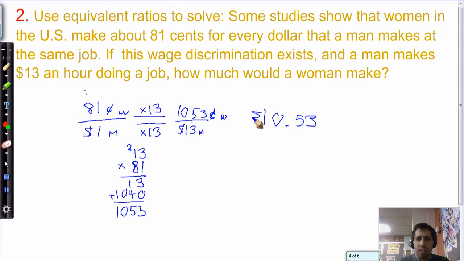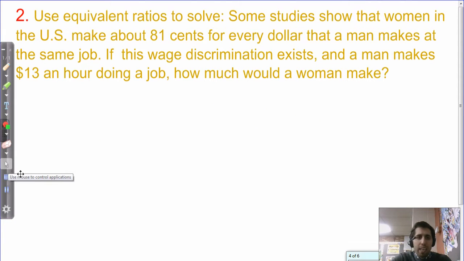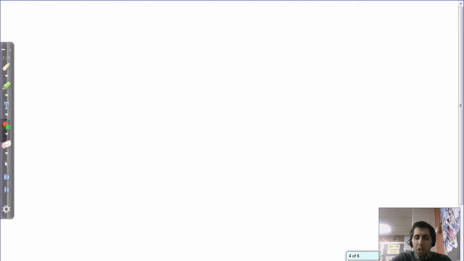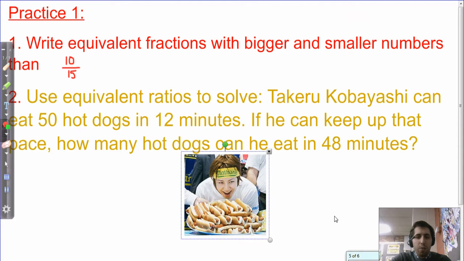And that doesn't seem fair, does it? The man will get $13 and a woman would just get $10.50. So this is why this is a topic of conversation and something that we really need to address. And that's also why equivalent ratios, or proportions, will help us to solve certain problems. We'll talk more about that one in class tomorrow, see what you guys think about it, and think about what we should do. But for now, I'm going to leave you with 2 problems on your own.